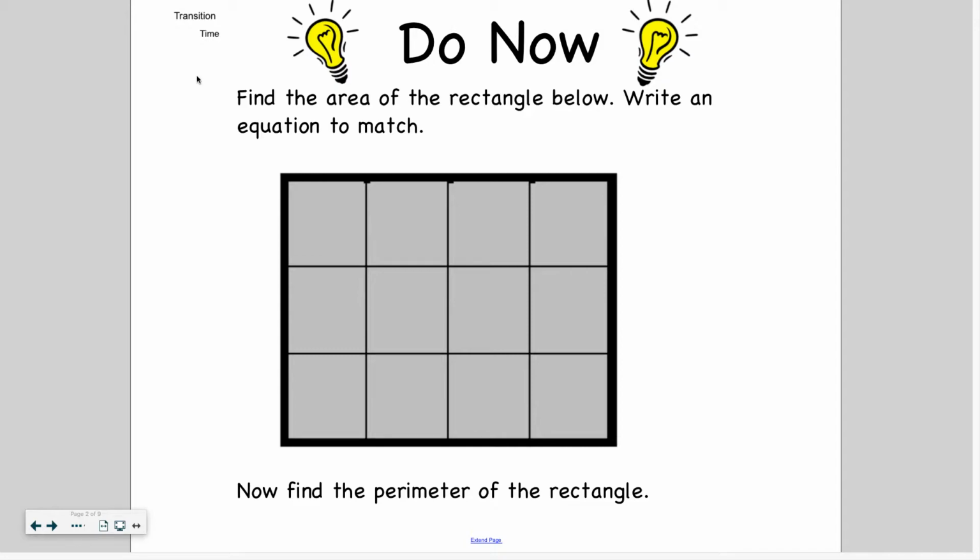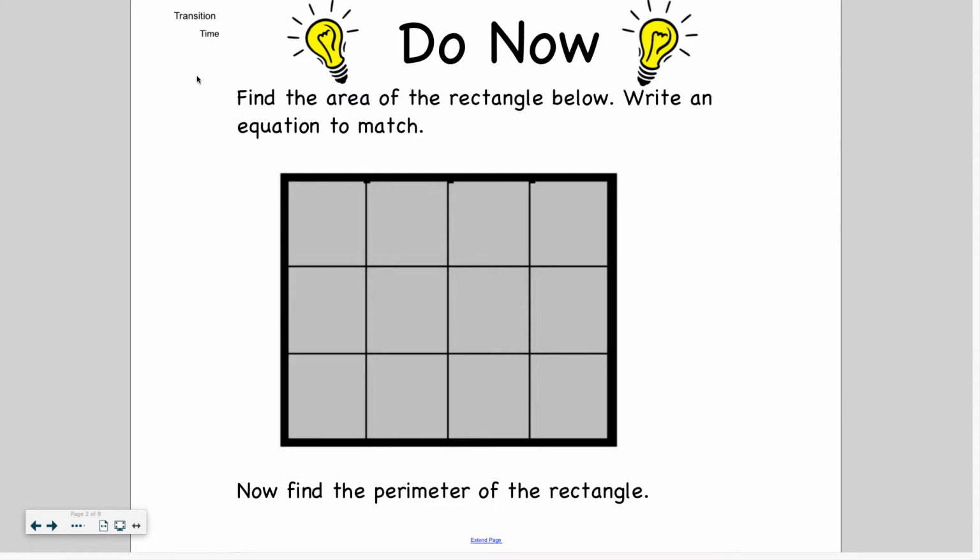Before we start, I wanted to go over and review how to find the area of a rectangle. So go ahead and find the area of this rectangle here and write the equation to match. And when you're done, you can go ahead and find the perimeter of this same rectangle. So go ahead, pause now, press play when you're ready to check.